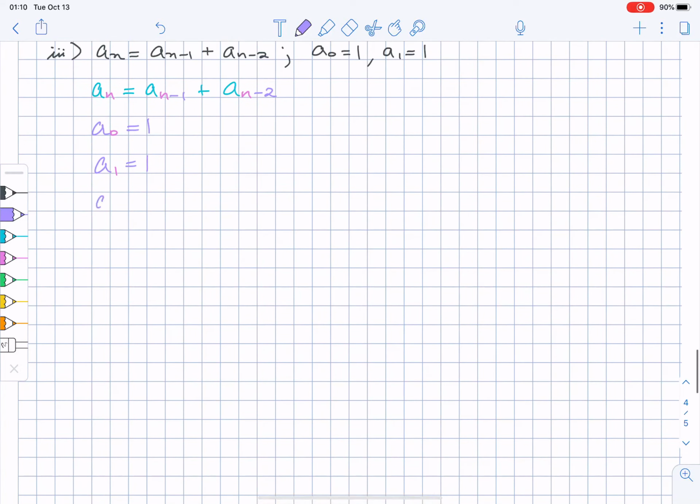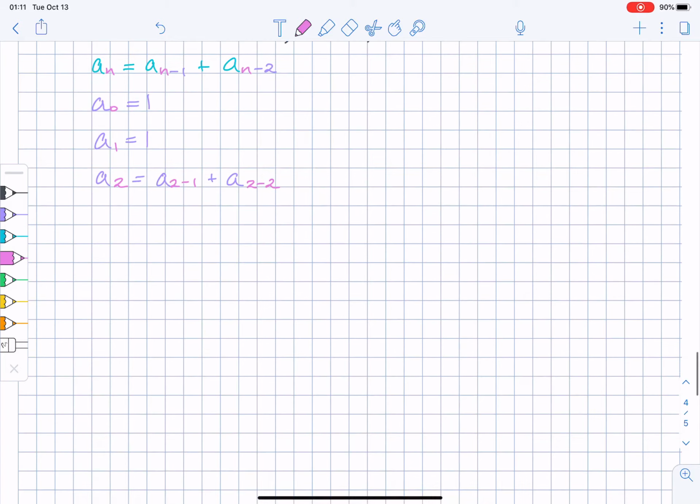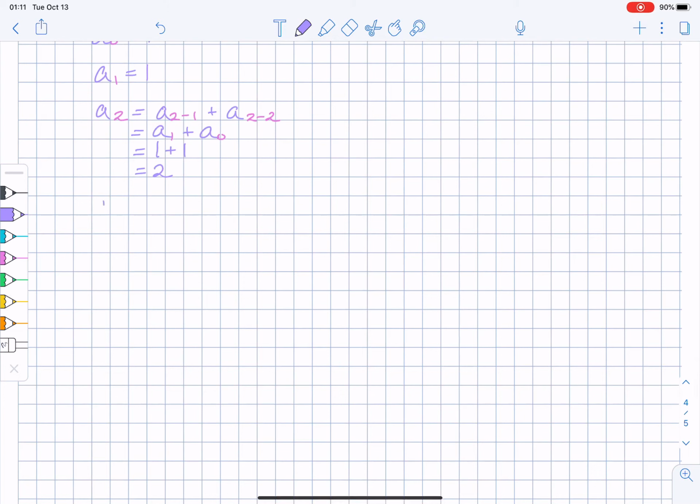So the first one I need to find is a sub 2. So that's a sub 2 minus 1 plus a sub 2 minus 2. That's going to be a sub 2 minus 1 is 1, plus a sub 2 minus 2 is 0. Luckily, I have both of those. A sub 1 is 1, and a sub 0 is also 1. So I get 2 for a sub 2. Okay, now let's go on to a sub 3.